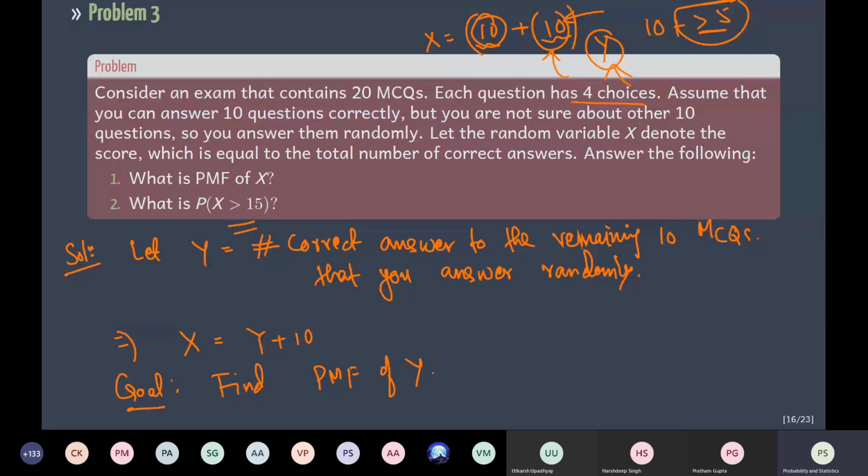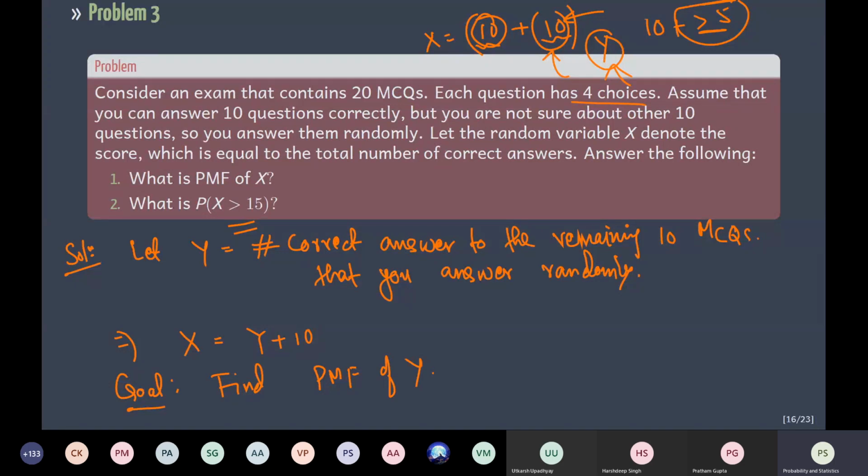And I know that each question is independent of each other. So one random question doesn't influence the other random question. So then we realized that a sequence of Bernoulli is nothing but binomial. So then we got binomial 10, 1/4.